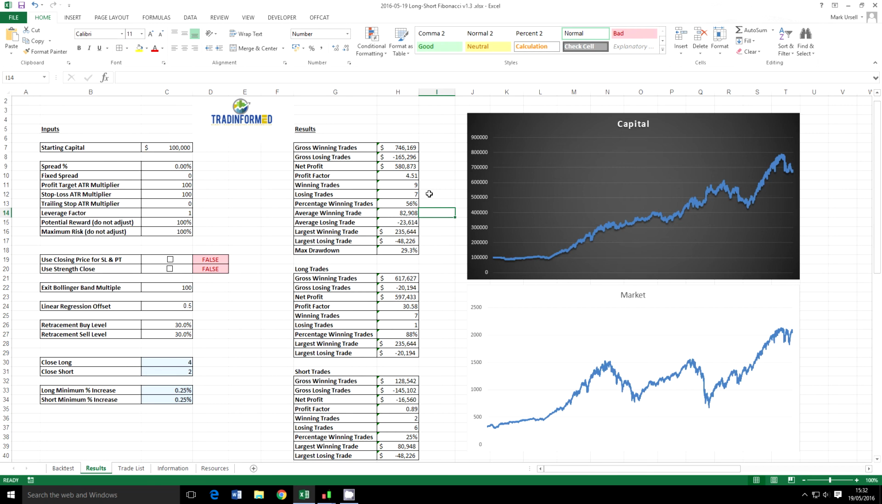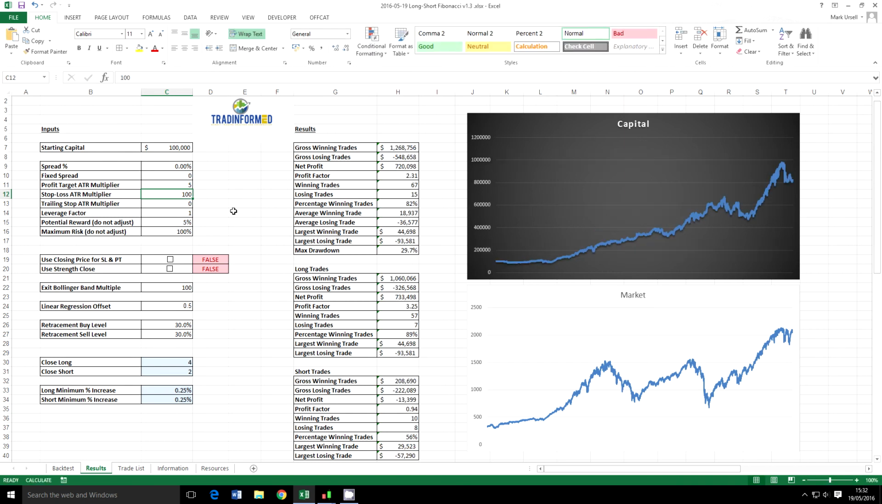So let's have a look at what would happen if we put in a profit target. Now I like to use the ATR, average true range, to set my profit targets. I like this because it responds to market volatility and extends and contracts based on what the market is doing. So I'm going to just set this at 5.